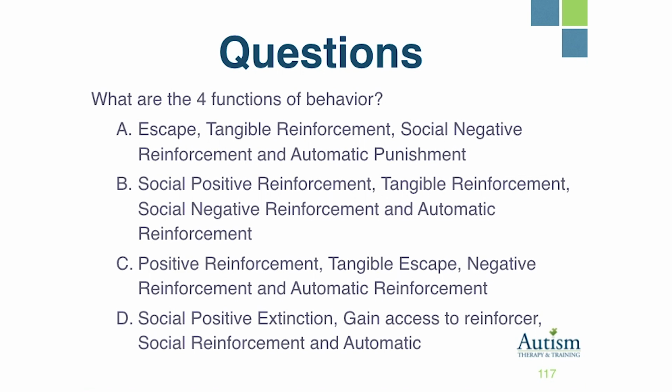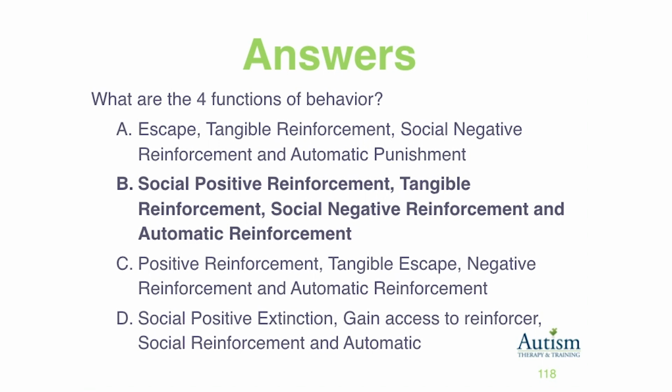What are the 4 functions of behavior? A, escape, tangible reinforcement, social negative reinforcement, and automatic punishment. B, social positive reinforcement, tangible reinforcement, social negative reinforcement, and automatic reinforcement. Or C, positive reinforcement, tangible escape, negative reinforcement, and automatic reinforcement. Or D, social positive extinction, gain access to reinforcer, social reinforcement, and automatic.